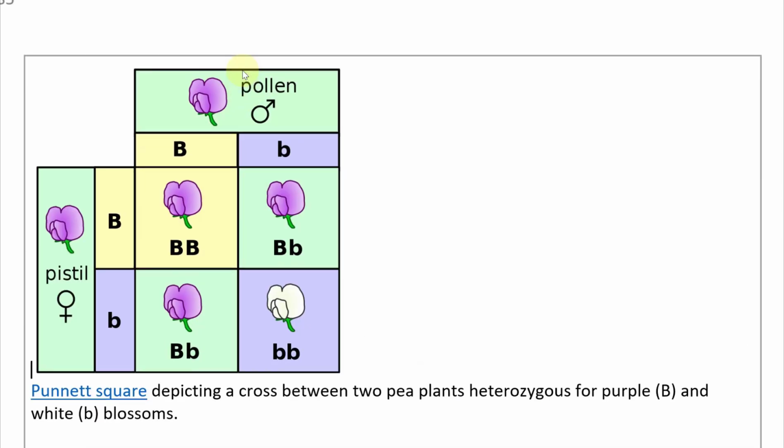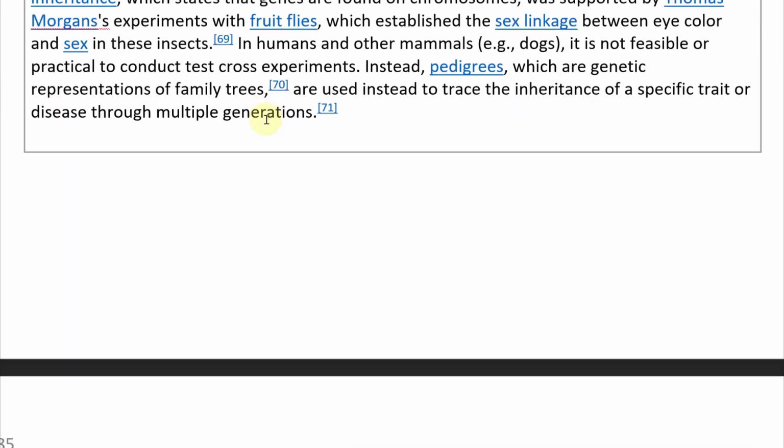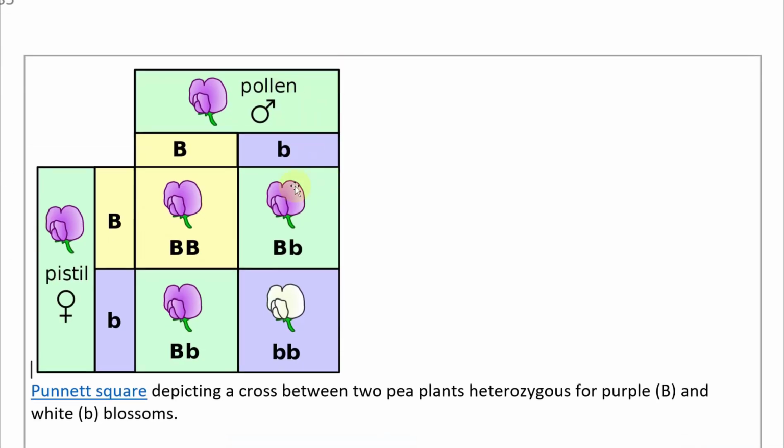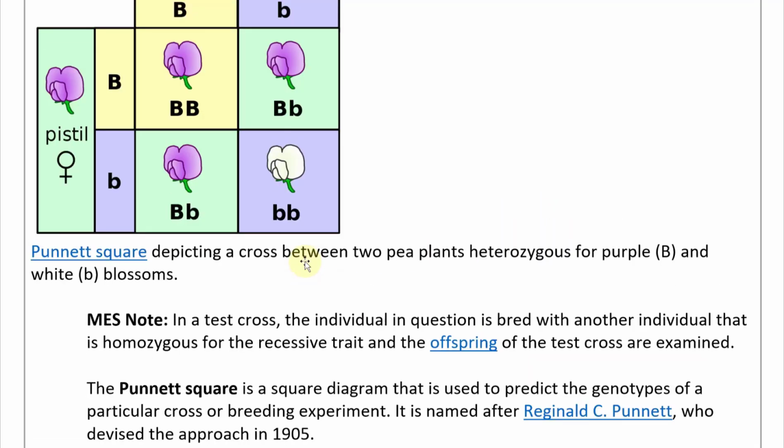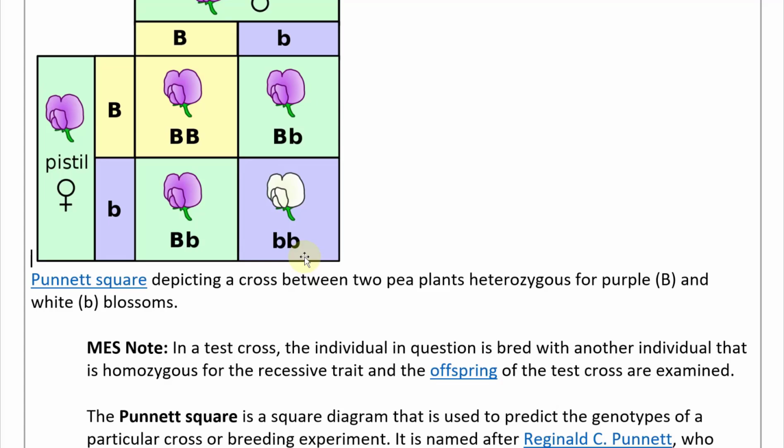Yeah, so you could use these to predict cross, family trees and so on. Then once you determine one is dominant, then you could predict what their offspring would be. Note, in a test cross, the individual in question is bred with another individual that is homozygous for the recessive trait, and the offspring of the test cross are examined. So you can do a test cross where this one is homozygous. So you could test cross with this right here.